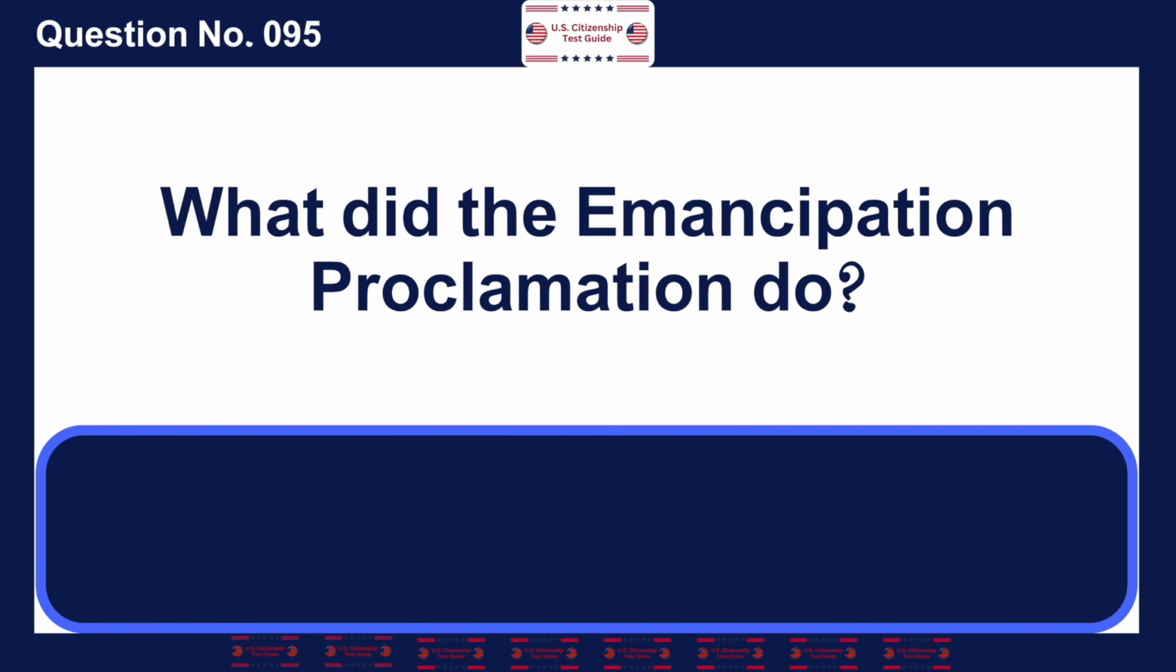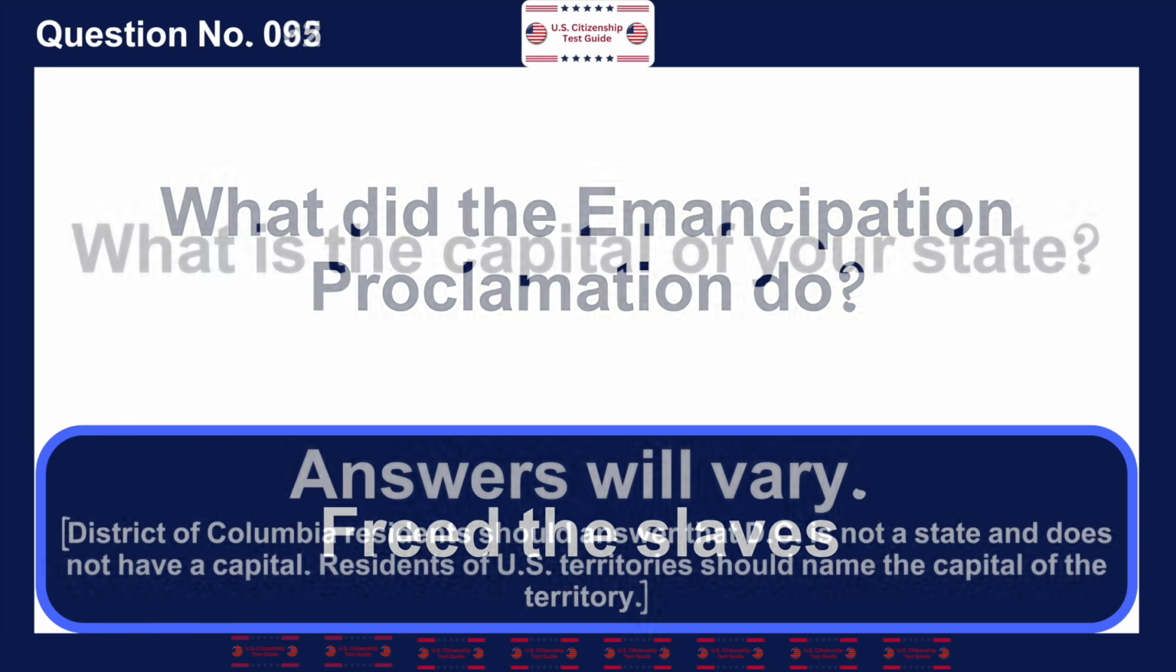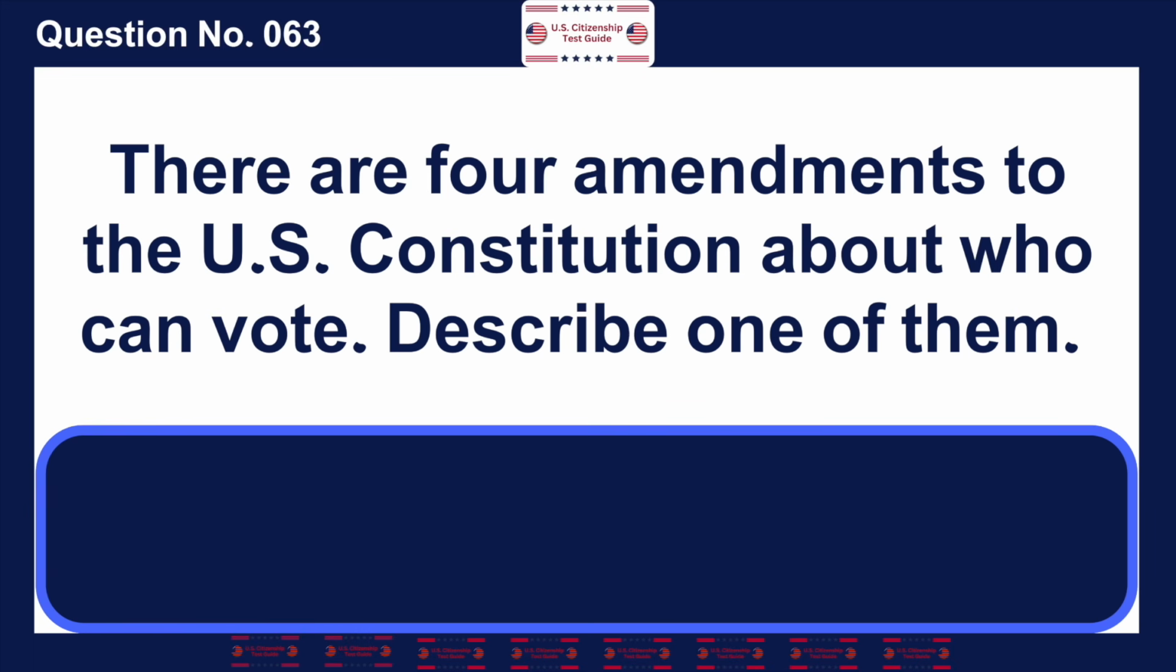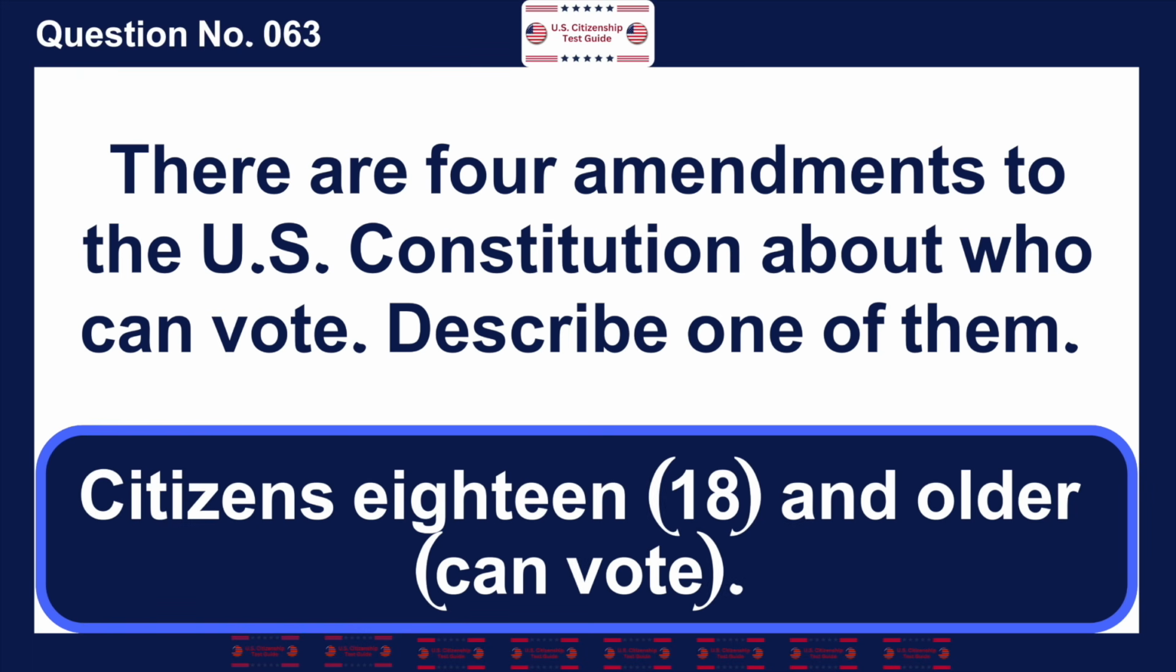What did the Emancipation Proclamation do? Freed the slaves. There are 4 amendments to the U.S. Constitution about who can vote. Describe one of them. Citizens 18 and older can vote.